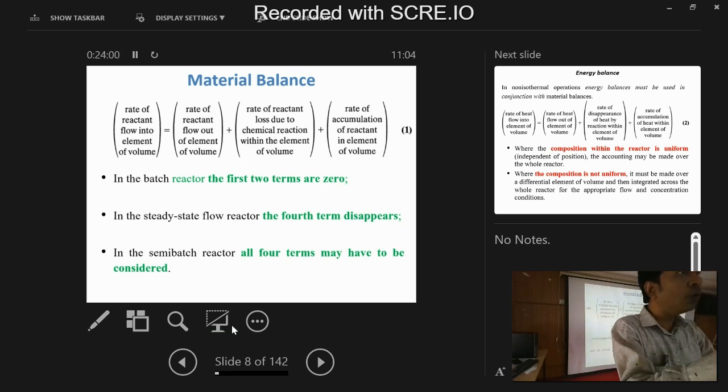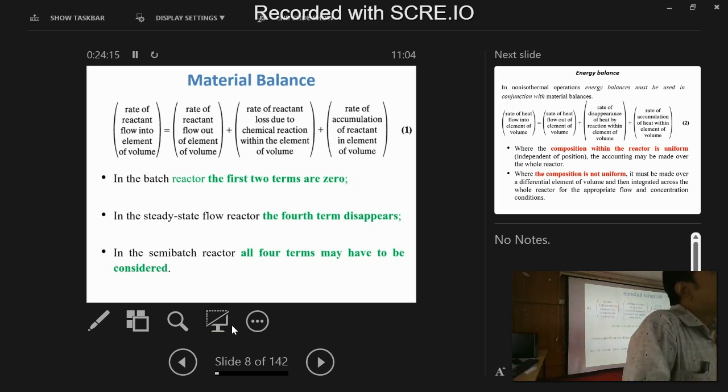In is equal to out plus disappearance plus accumulation. So this is a mass balance equation. Sometimes we may use the energy balance equation. Sometimes we use the component balance equation. What is component balance? Let us say I'm talking about only reactant A. So I will write rate of reactant A into the system is equal to rate of reactant A out of the system plus rate of disappearance of A plus rate of accumulation of A.